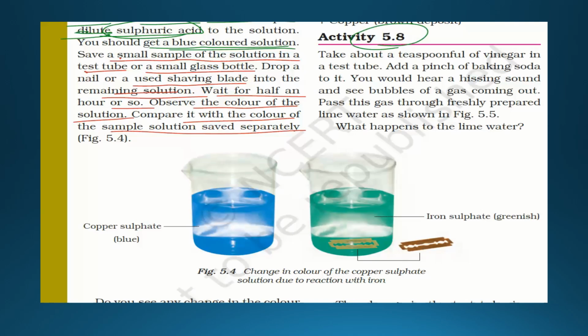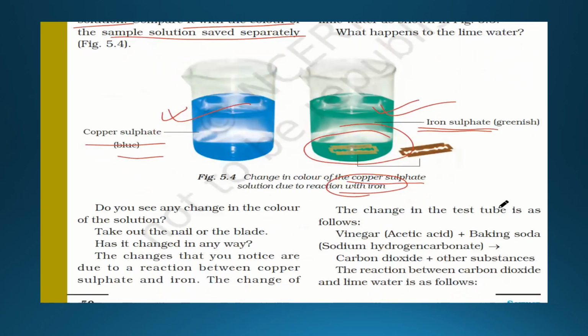So what has happened here? You see the copper sulfate solution was blue in color. After the iron blade was dropped in it, it has become green in color. The change in color has appeared. The copper sulfate has reacted with the iron and it has changed to iron sulfate. Did you see any color change in the solution? Yes, you have seen a color change in the solution. Take out the nail or the blade. Has it changed in any way? Yes, the color of the nail has also changed. So on iron, copper has been deposited. Now these changes are due to the reaction between copper sulfate and iron.